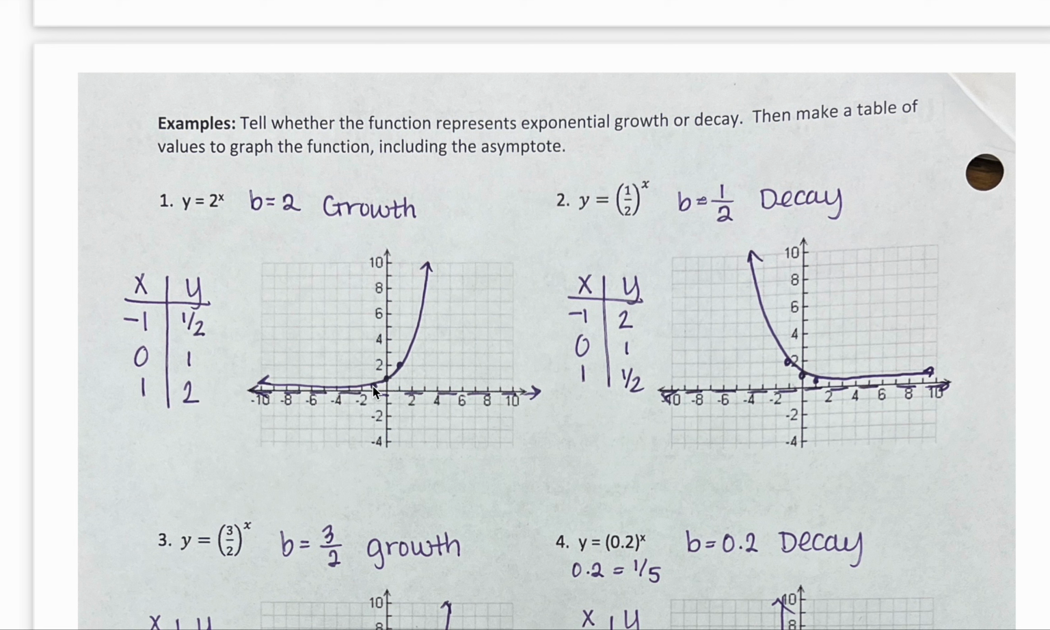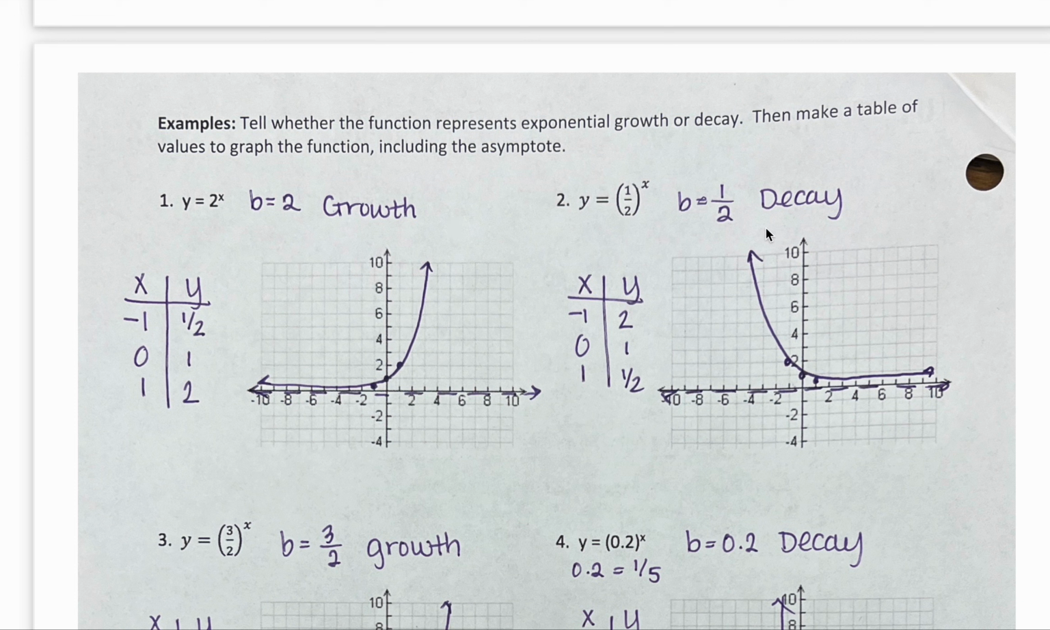So I sketch those 3 points. And it's always going to make this kind of elbow curve. So you sketch your asymptote. Here it's at y equals 0 with a dotted line. And then it should increase from left to right because it's growth. So you're just going to kind of skim along and follow the dots. And that is your graph of this function.